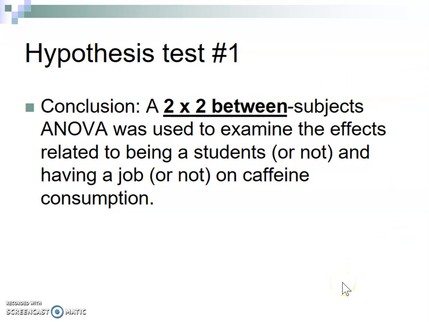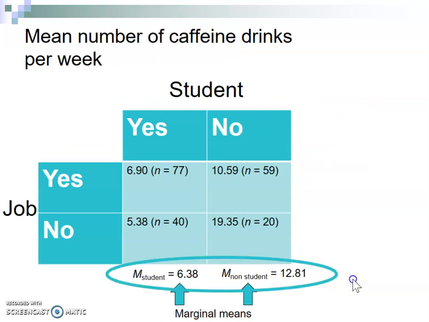We want to talk about what kind of analysis was done. So next, the one thing I want to make sure you focus on is remembering what means we're being compared in this first hypothesis test. So our first hypothesis test, again, was examining the main effect of being a student or not. And so the means that we're going to want to report here are going to be these marginal means, because these are the means that were being compared in this first hypothesis test.